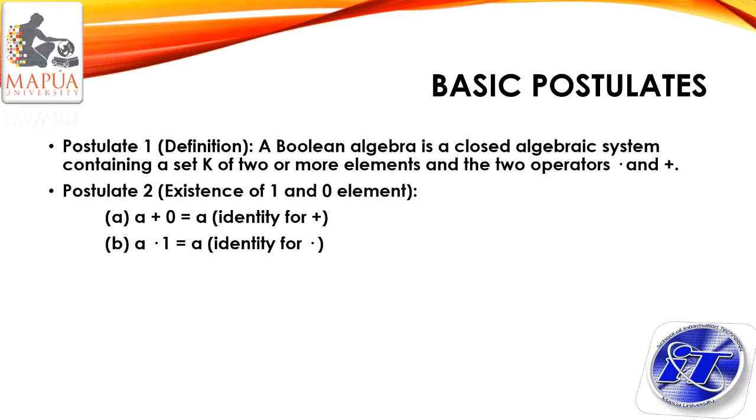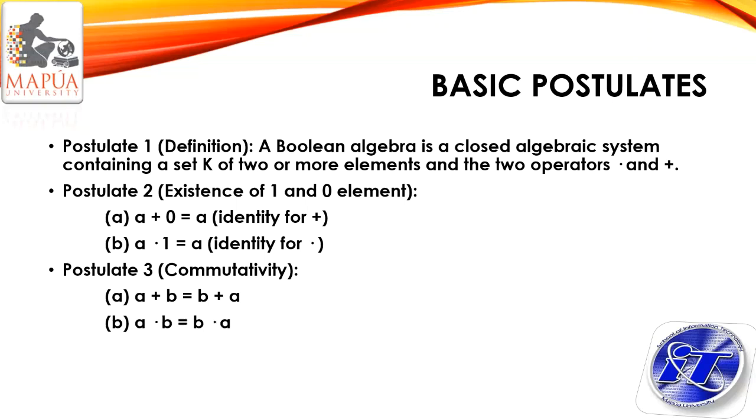Postulate 3, commutativity. The order of variables doesn't matter. We could change A plus B to B plus A. They have the same meaning. Even AB is still the same as BA.